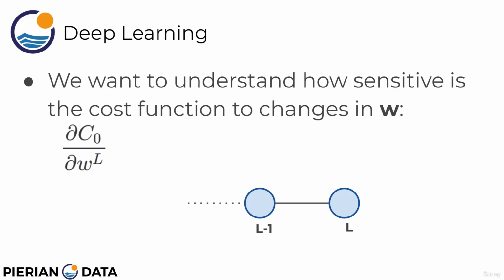So what we actually want to understand is how sensitive the cost function is to changes in w. And this is where partial derivatives come into play, because we want to figure out the relationship between that final cost function and the weights, in this case, at the layer L. So we're going to take the partial derivative of that cost function with respect to the weights in layer L.